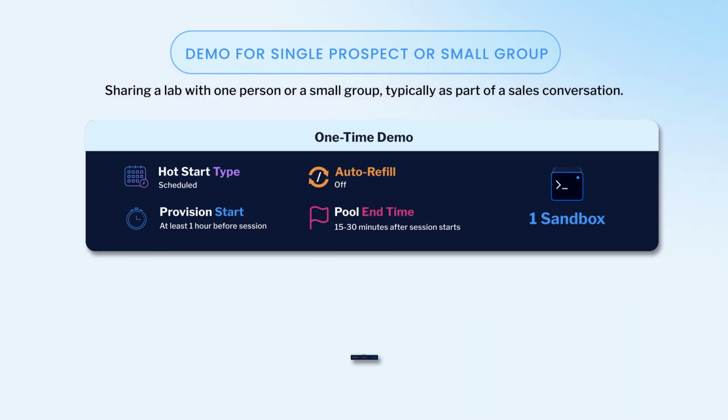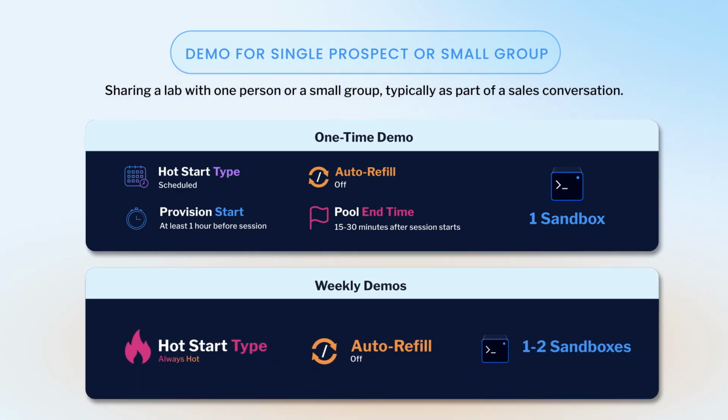If your team sends demo labs regularly throughout the week, a small, always hot pool of 1 to 2 sandboxes with auto refill on is more practical. That way, the lab is always ready to share without creating a new pool each time. Just check in on it weekly and wind it down if things go quiet.